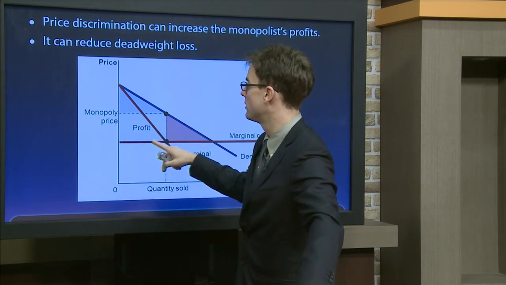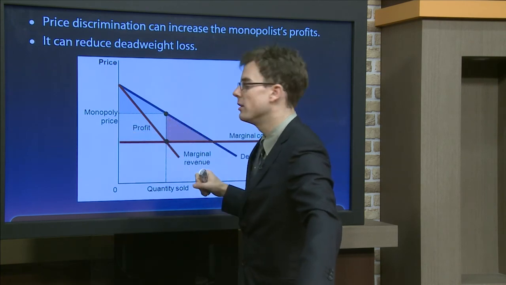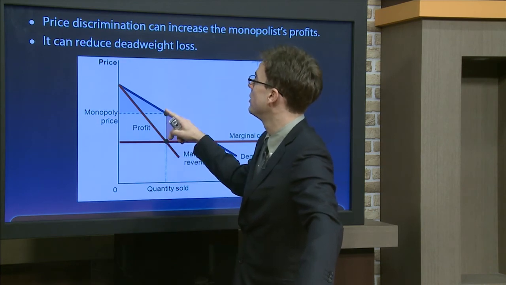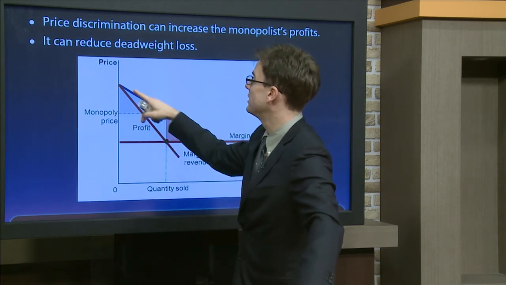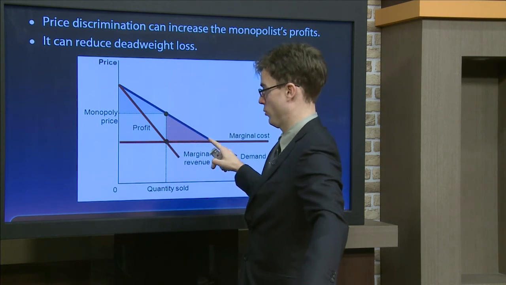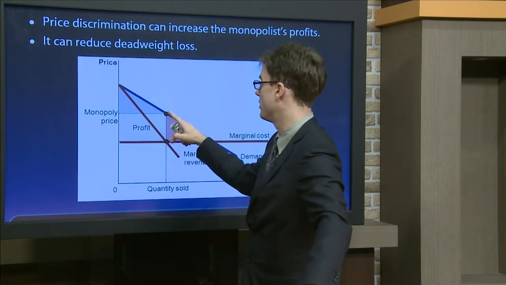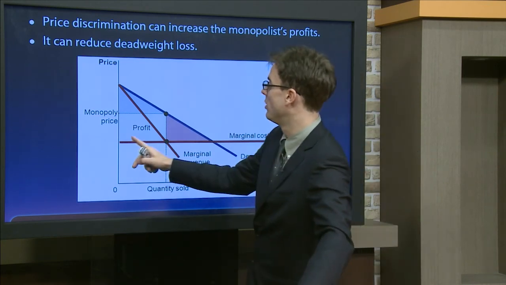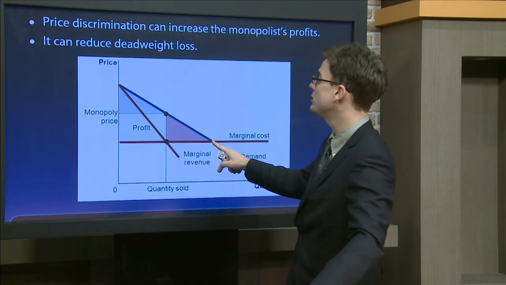Talking about welfare in that situation, remember that without price discrimination, we would say that the producer surplus or the profit of the monopolist is this rectangle here. Consumer surplus is this triangle here. Without price discrimination, we had deadweight loss. Now with price discrimination, all of these units will be produced.